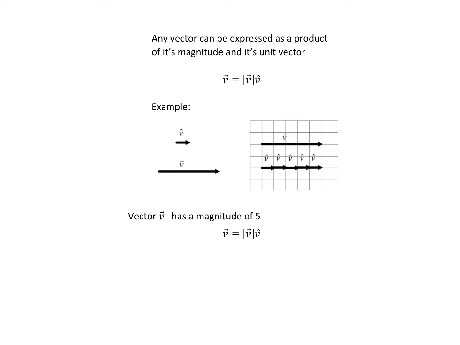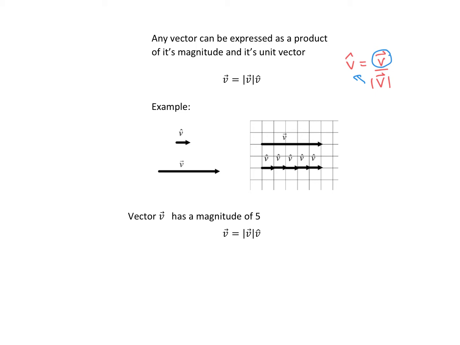Just rearranging this equation here, any vector can be expressed as a product of its magnitude and its unit vector. If a unit vector equals a vector divided by its magnitude, and we isolate for V, it would be the same as multiplying a unit vector by its magnitude.